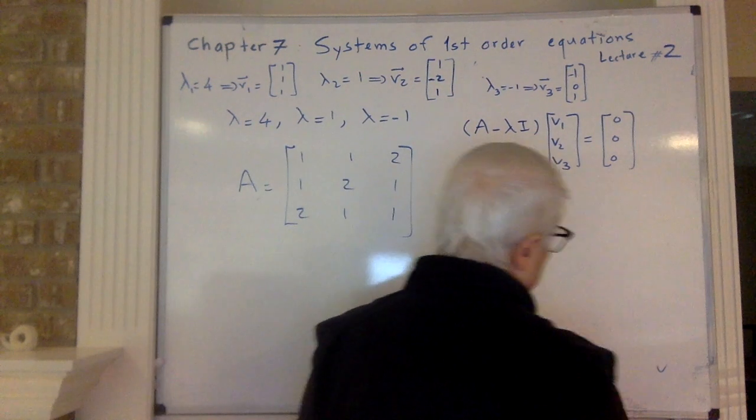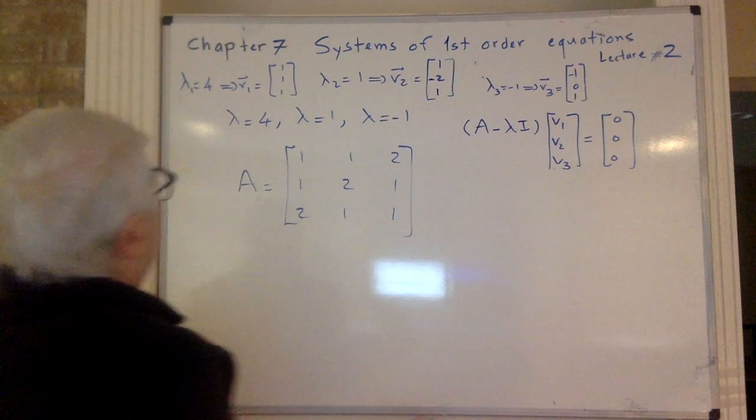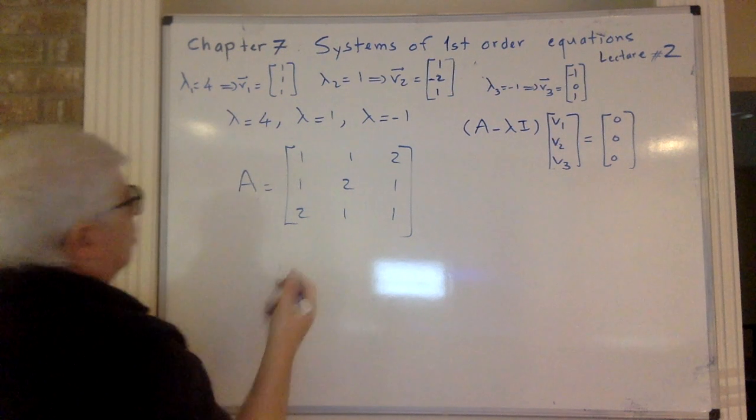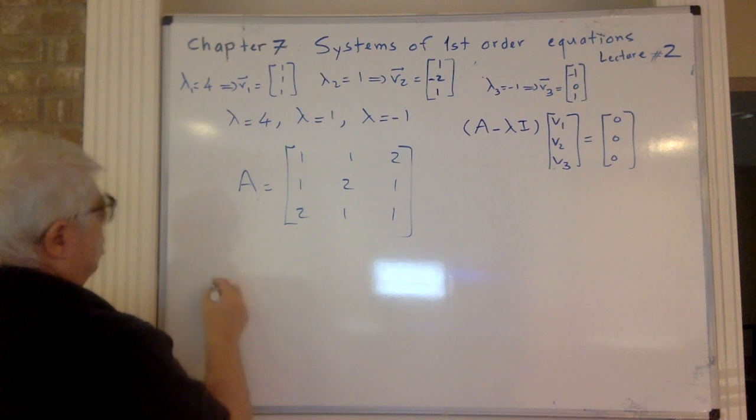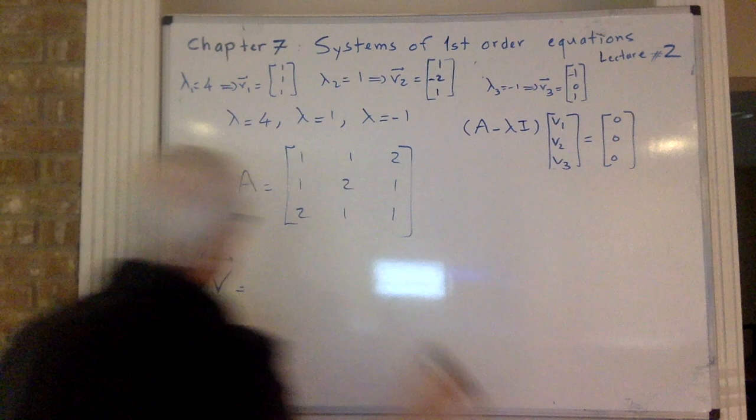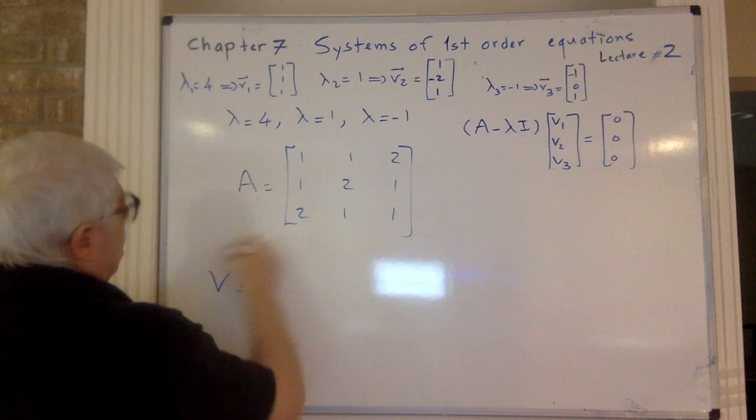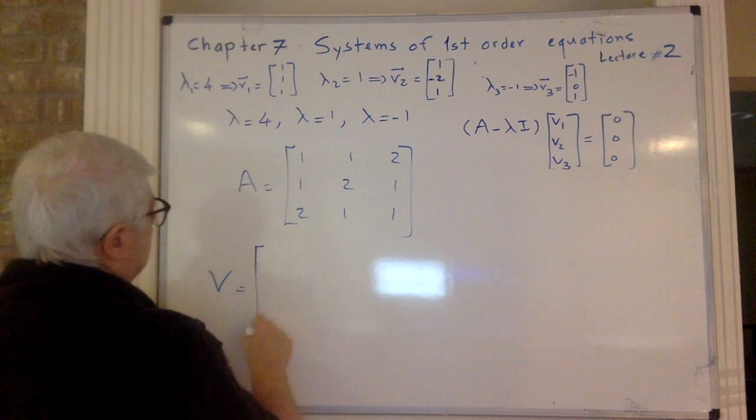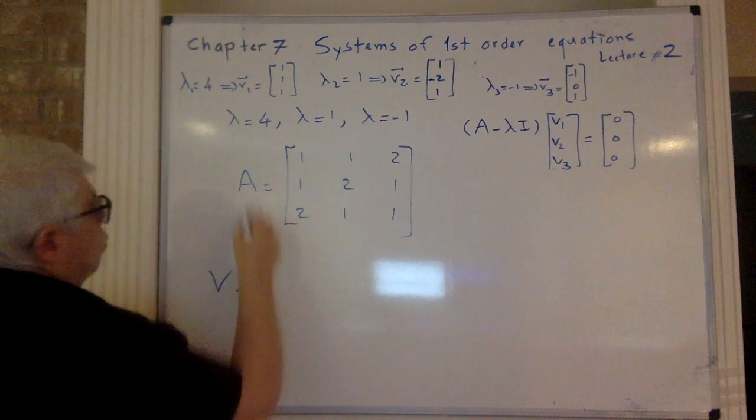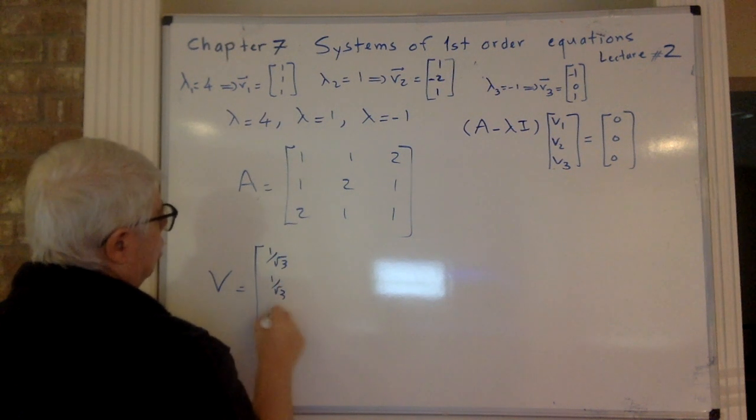Now, what is special if this matrix is orthogonal? Well, I mean, these are orthogonal. So if I put these in, let's make a V matrix, and let's put these as columns. First, let's make them unit vectors. This will be 1 over square root of 3, 1 over square root of 3, and 1 over square root of 3.